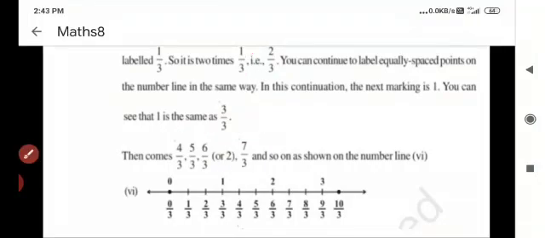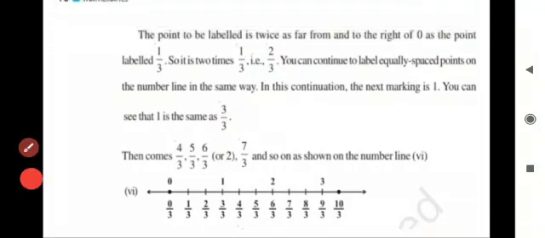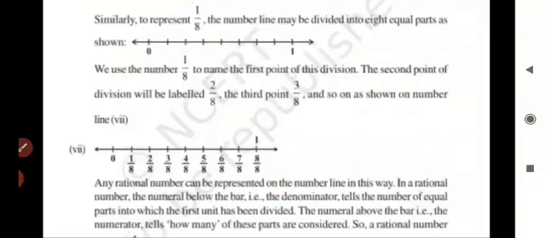See the number line: 0 by 3, 1 by 3, 2 by 3, 3 by 3 and so on. So the denominator decides into how many equal parts we divide the number line.